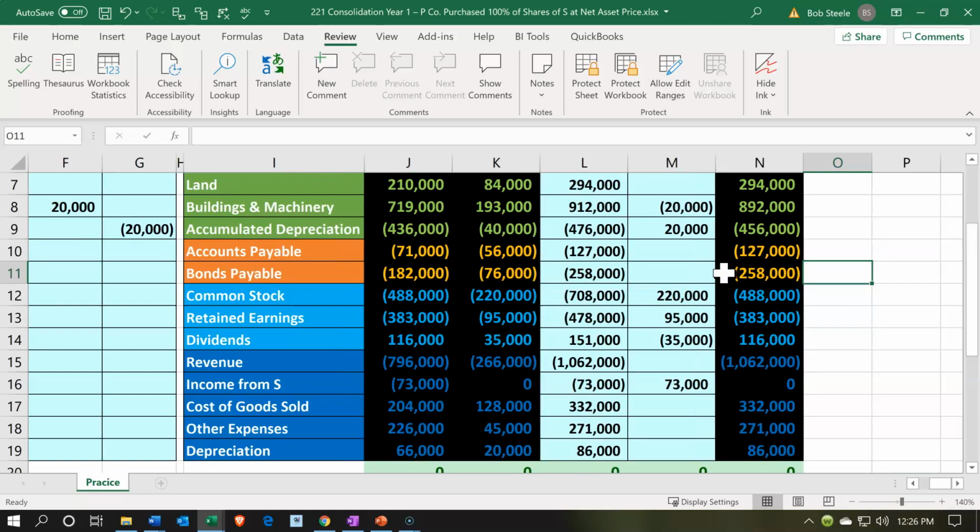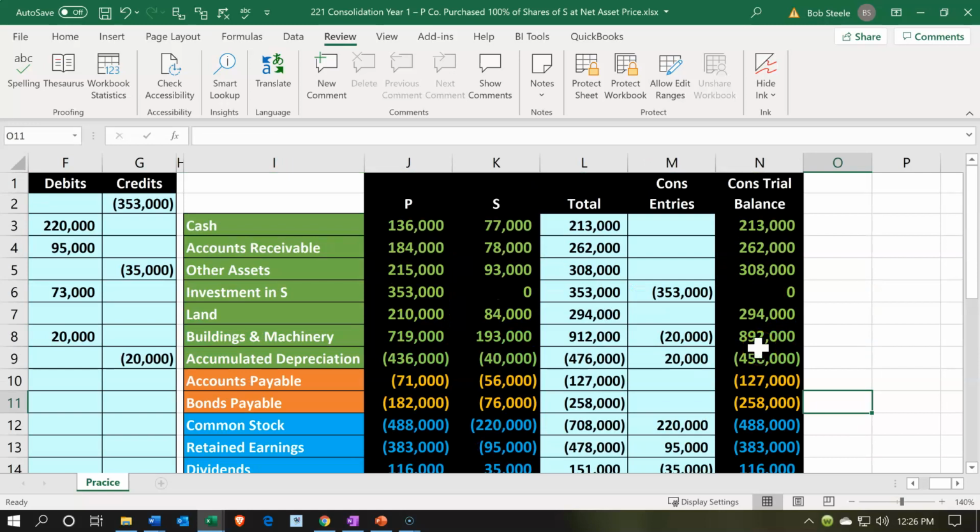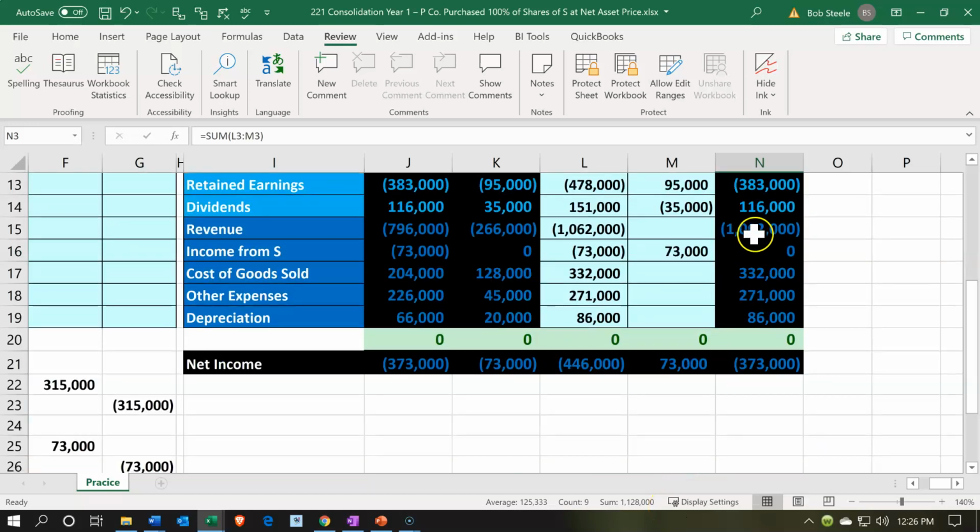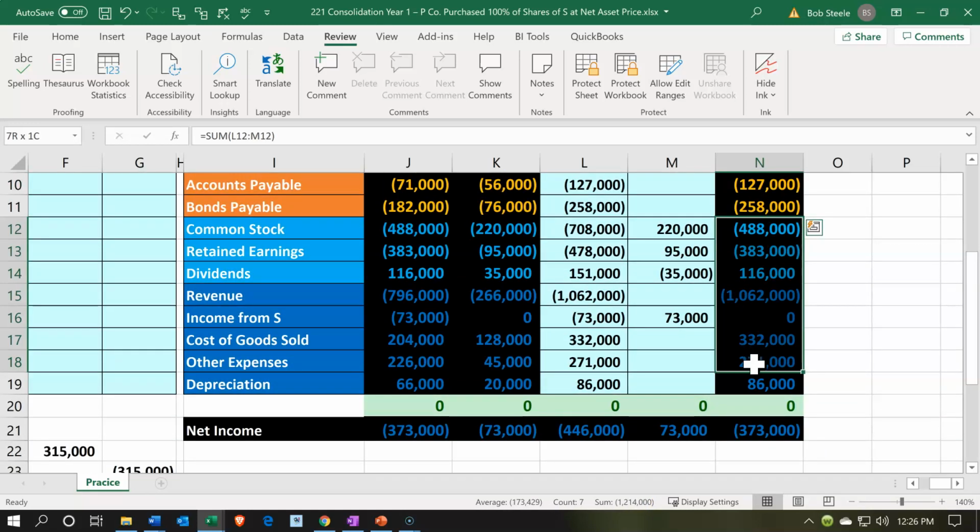So now we've got our consolidated trial balance we can make our financial statements with, and it's consolidated together. Obviously, we've got the assets minus the liabilities is now at the 1,128,000. That equals, of course, the total equity down here, which is the 1,128,000. And we have removed any of those accounts that are now showing some kind of intercompany transaction.